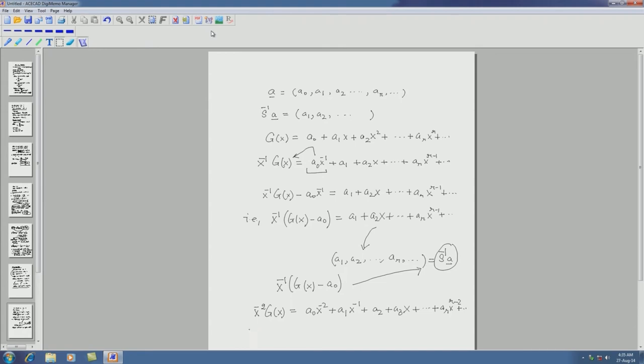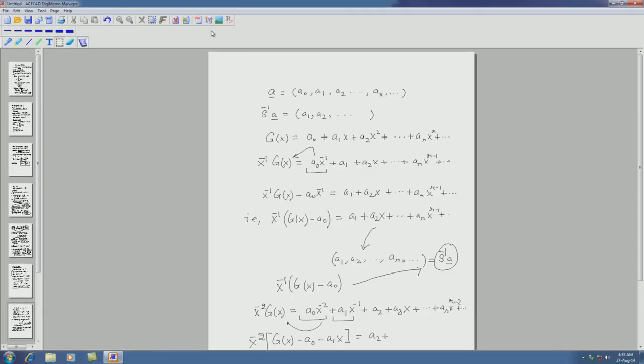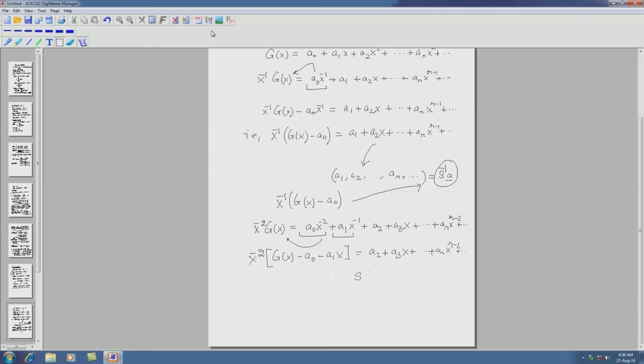Therefore, we will see that transposing the first two terms of the right hand side to the left hand side and taking the common factor x to the power minus 2 out, we get x to the power minus 2 g x minus a 0 minus a 1 x is equal to a 2 plus a 3 x plus and so on, a r x to the power r minus 2 and so on, which is of course the generating function corresponding to the discrete numeric function s to the power minus 2 a.